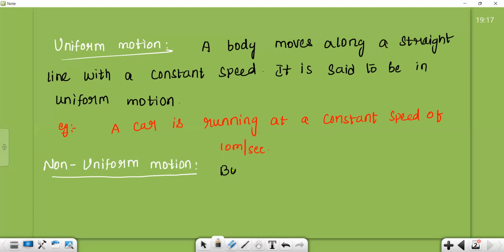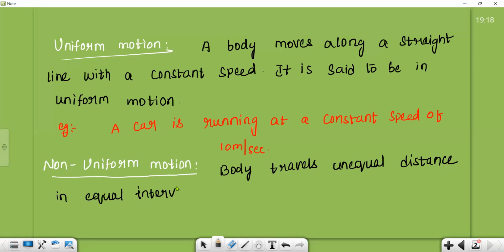Or else you can write: body travels unequal distance in equal intervals of time. So if you are considering every second or every minute, in the first minute it traveled some 50 meters and in the second minute it traveled 100 meters. So for equal time intervals, it is traveling unequal distance.